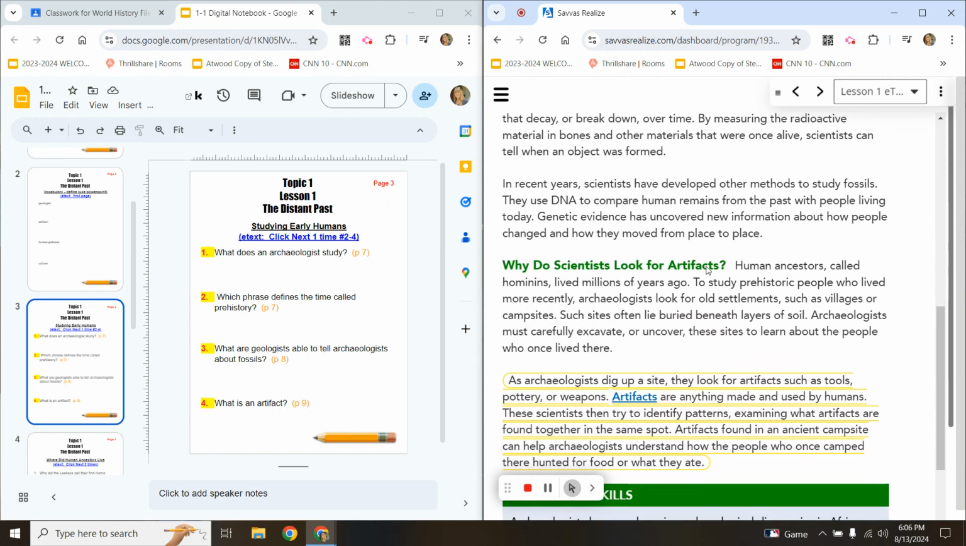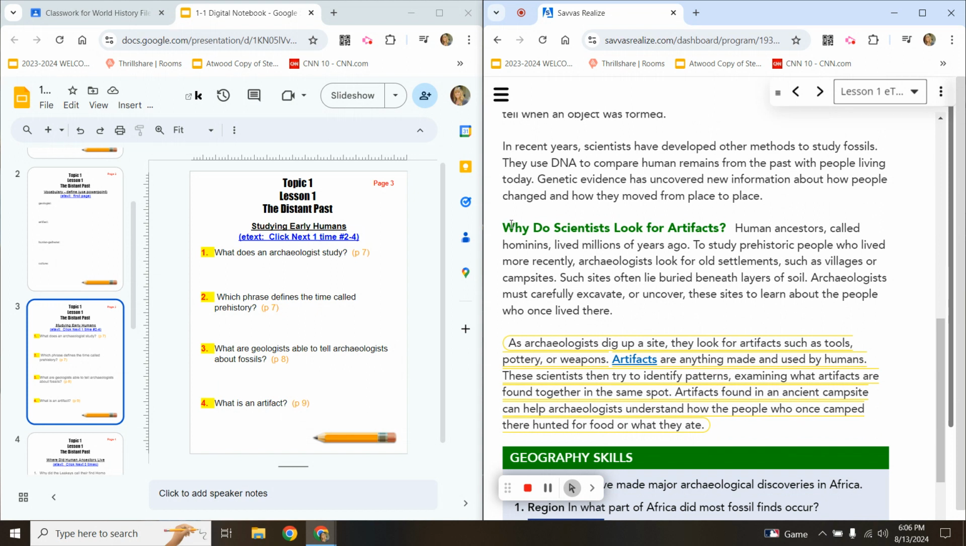All right, let's go ahead and look at this section. Why do scientists look for artifacts? The question, which you'll find the answer to in this circled yellow paragraph, is what is an artifact? So let's go ahead and listen to that now.